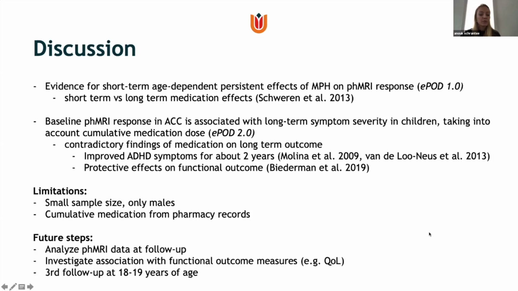As for future steps, we want to analyze also the pharmacological MRI data that we obtained at follow-up. We want to investigate the association with other functional outcome measures such as quality of life, and we will commence a 3rd follow-up when the kids have reached 18 to 19 years of age.